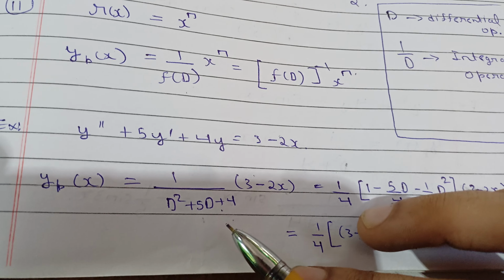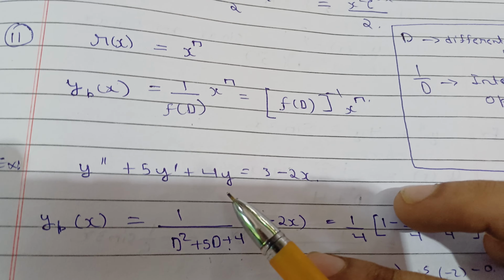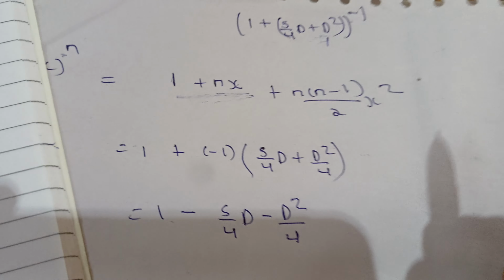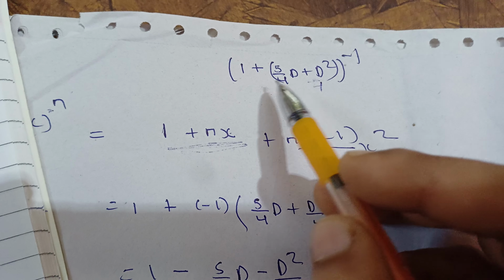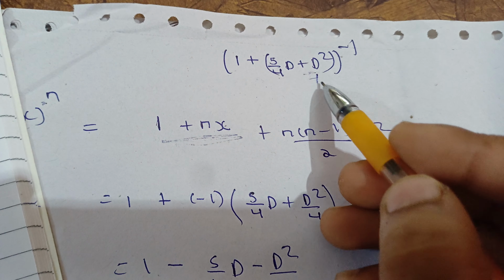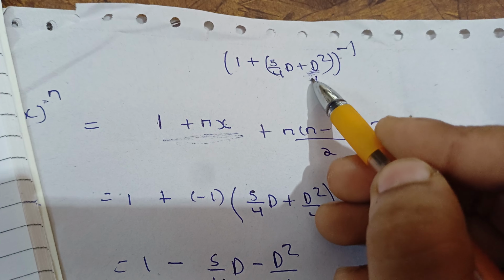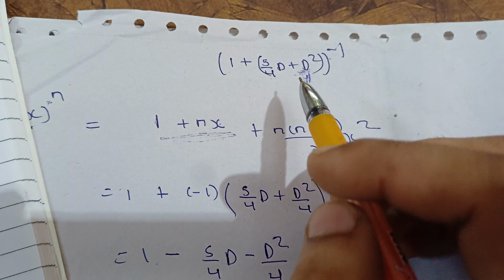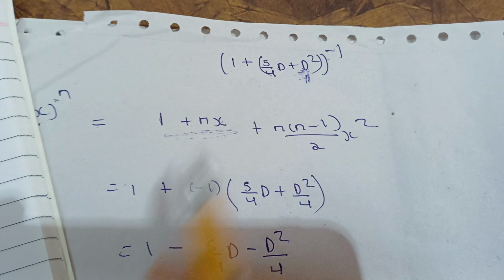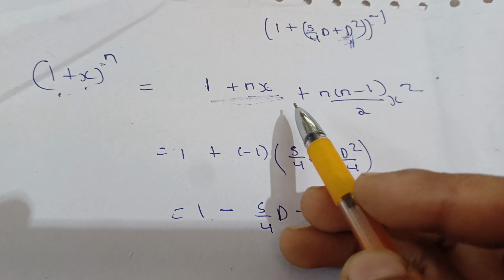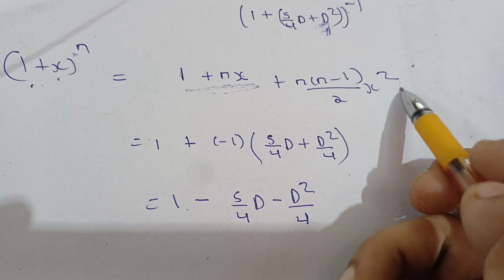Whenever you take the 4 common, then take the whole term to the numerator, you will get minus 1 as your index, the power. So you will get something like this, 1 plus 5 by 4 D plus D square by 4, to the power minus 1. Sorry, there is also a 4. Okay. Now see, you need to solve this, and we know the binomial expansion of 1 plus x to the power n is nothing but 1 plus nx plus n(n minus 1) divided by 2 x square, and it will go on.